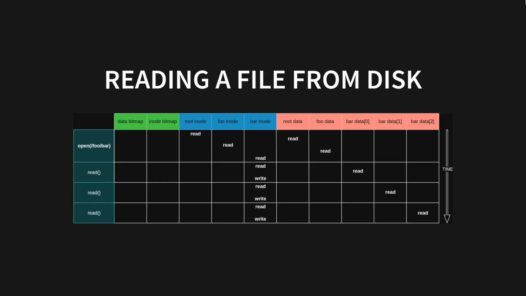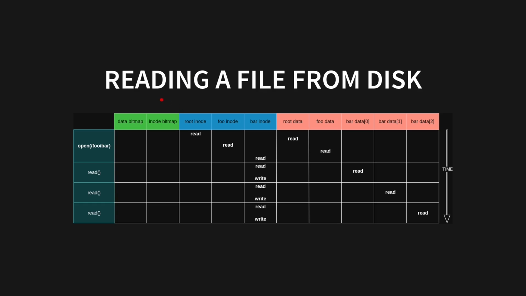So let's see how we actually read a file from the disk now that we know how a traversal happens. We'll go through this diagram and figure it out as we go on. As we go downwards, time increases in this diagram. Here we have the system calls, and here we have the disk operations, reading from the disk to memory or writing to the disk.